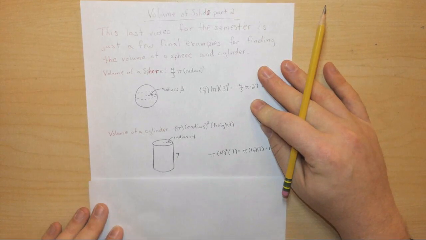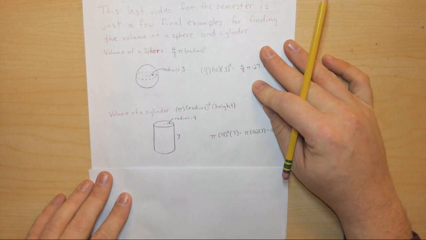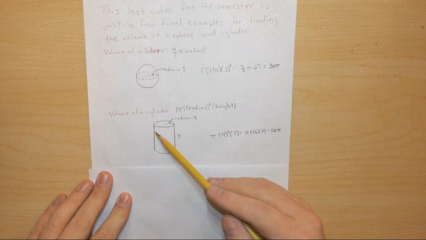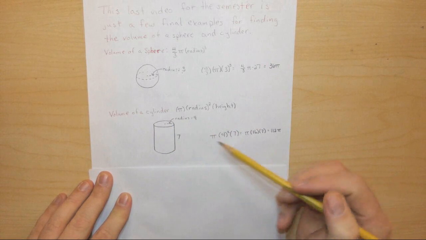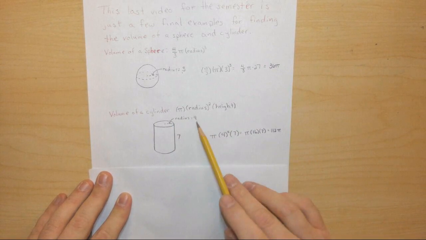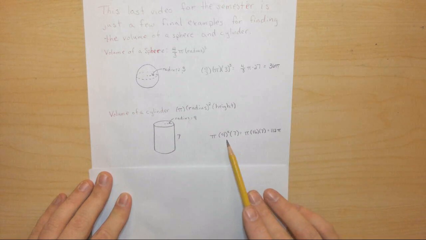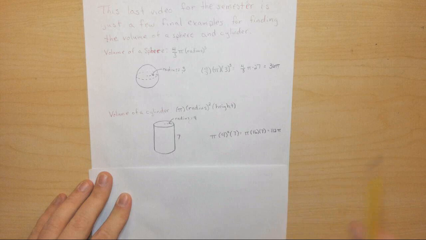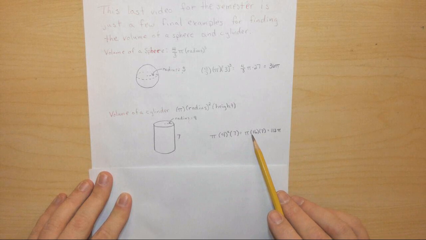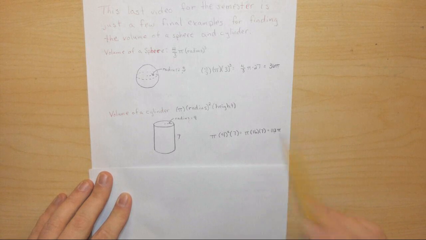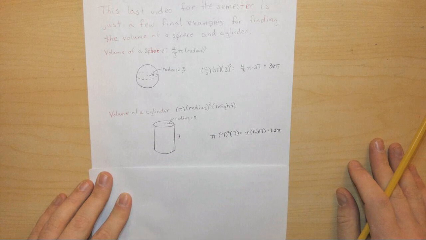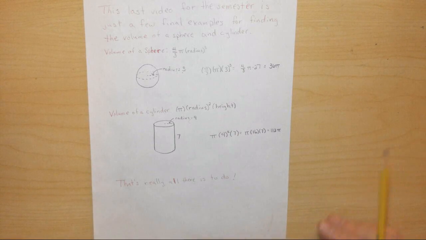So given the following cylinder, the base has a radius of 4 and the height of 7. I'm just taking that 4, plugging it in, so I got pi times 4 squared times 7, which is then equal to pi times 16 times 7, which is 112 pi. Pretty straightforward and simple on those. That's really all you need to know how to do volume.